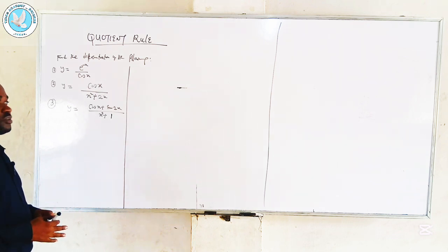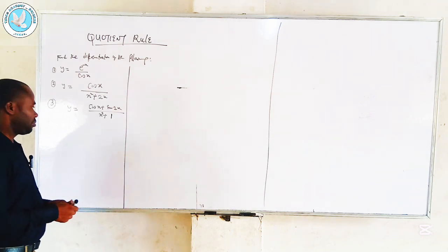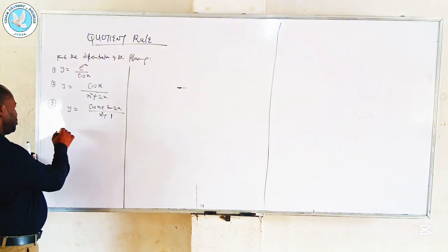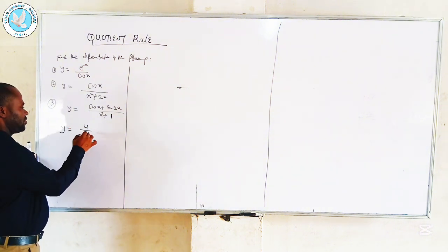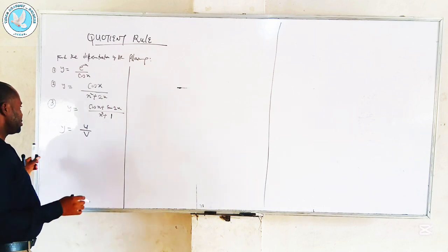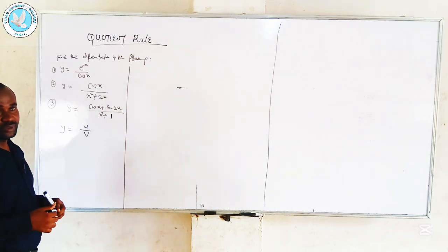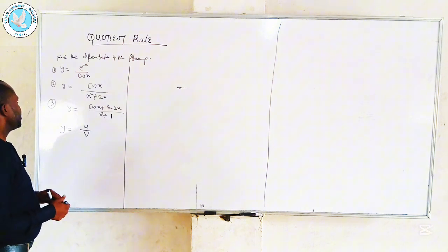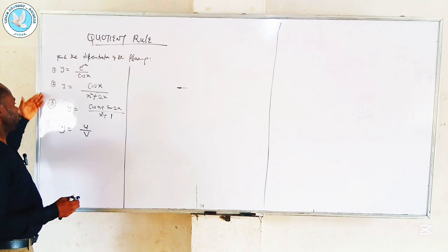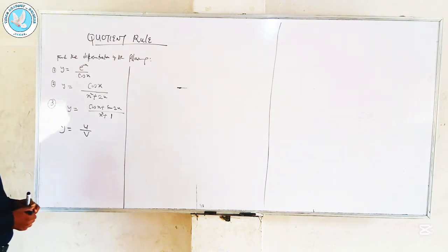Quotient rule is one of the methods we use in differentiation. In applying this method, you need to have an expression like this, for example, having u divided by v. So it means that two functions will be divided. They can be trig, exponential, or linear. We are going to use these three examples to demonstrate how we can use the quotient rule.